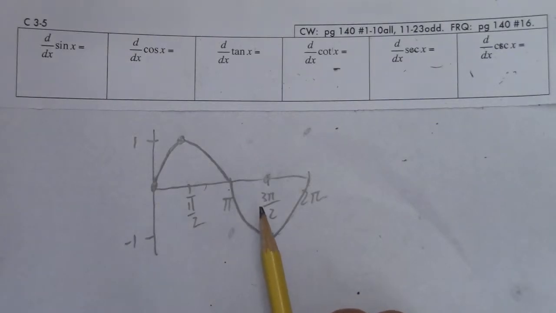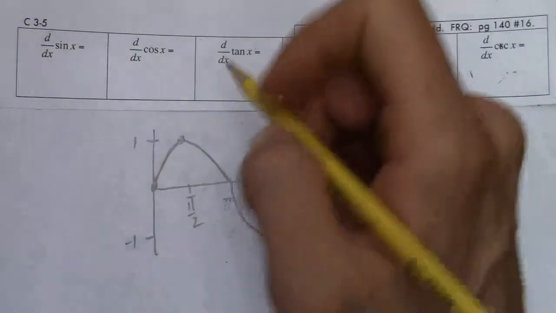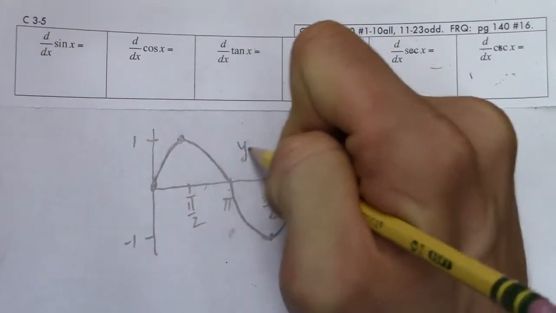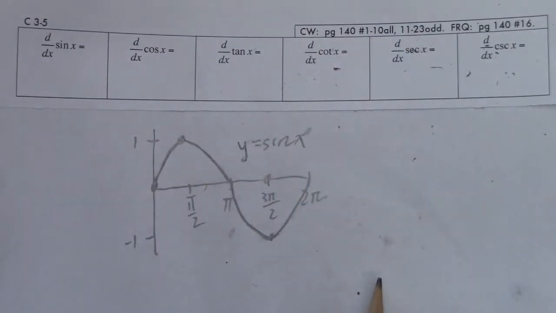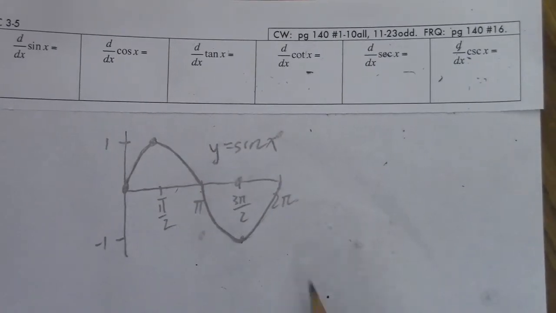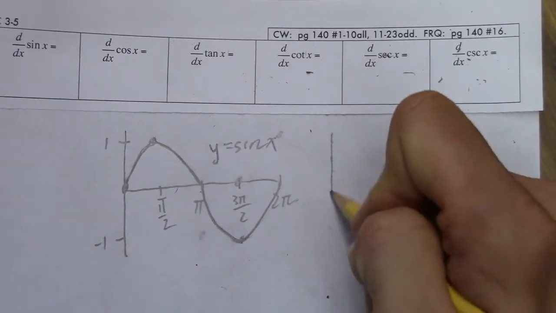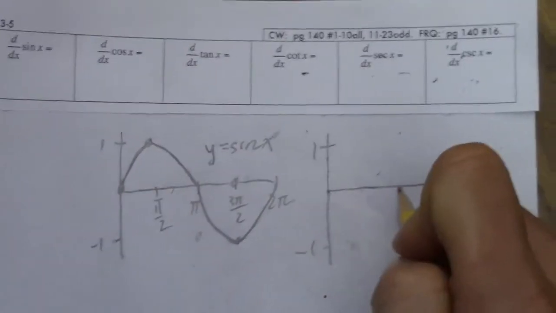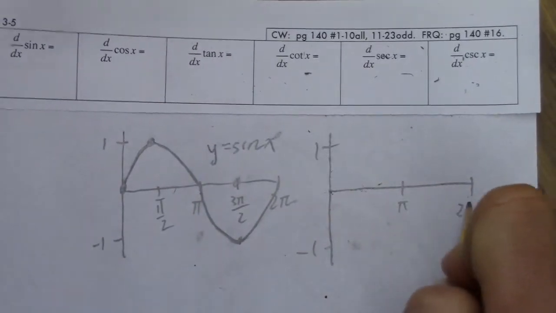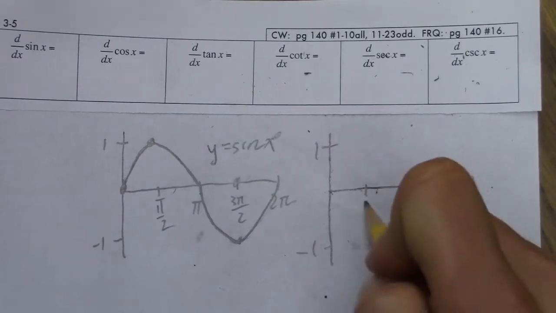You'll see that later. So, derivative of sine. This is the graph of y equals sine. We're going to look at this graph and try to figure out what the derivative could possibly be. So I'm going to create another little axis here, going from 0 to 2 pi.